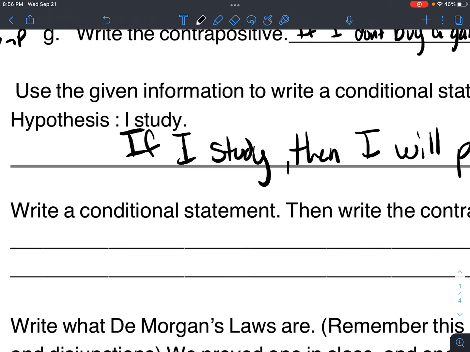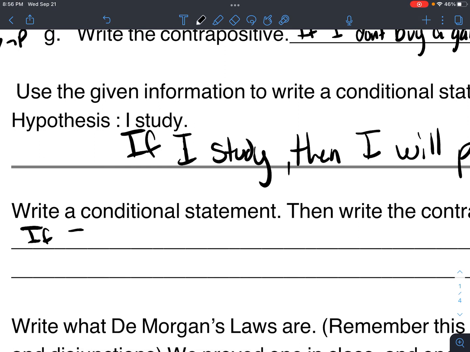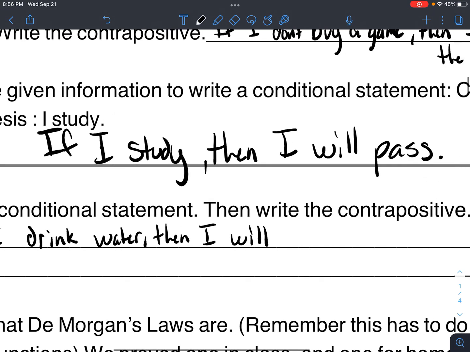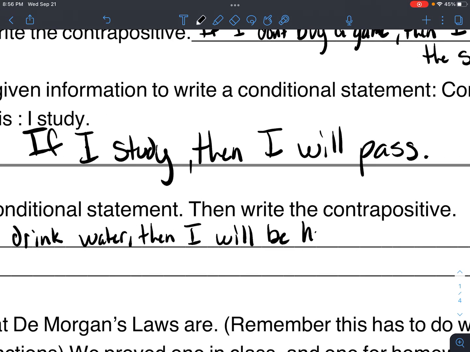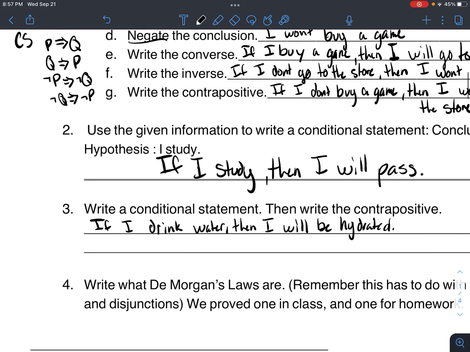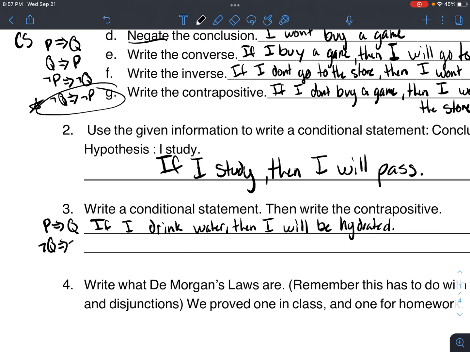Okay? So now I ask you to write a conditional statement, and then write the contrapositive. So let's think of a conditional statement. If I drink water, then I will be hydrated. So that's my conditional statement. So this is if P then Q. And now the contrapositive is this one, remember, it's this. So it's not Q, or if not Q, then not P.